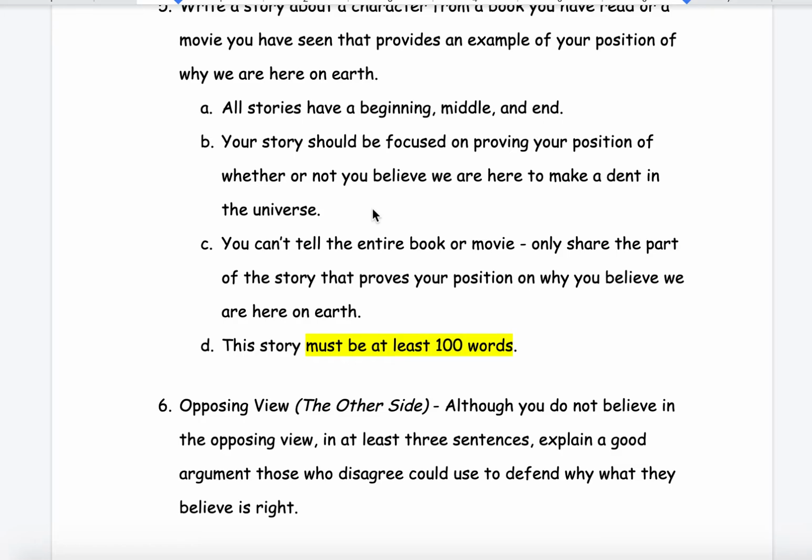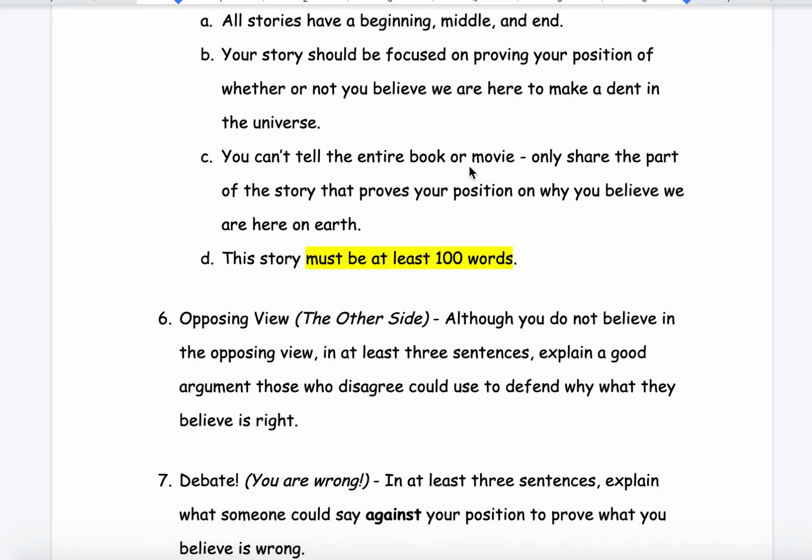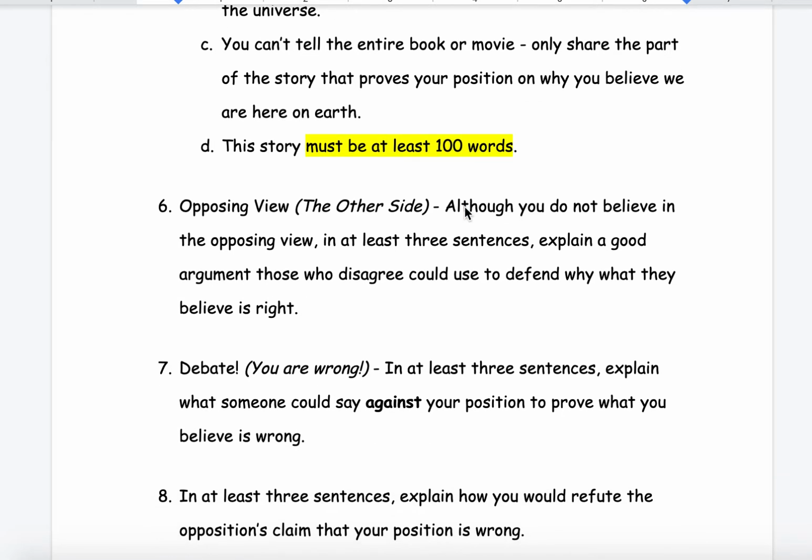This is simply you sharing this specific part of the movie or the story that proves your position on whether or not we are here to make a dent in the universe. Now, you can't tell the entire book or movie, as I just said. It's so important that in the 100 words you must use, you only share the part that proves your position.